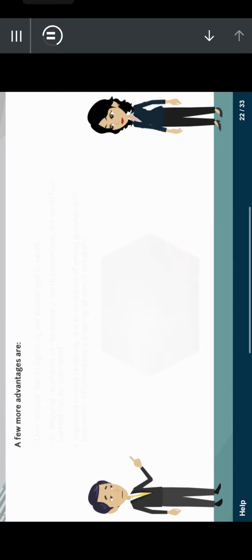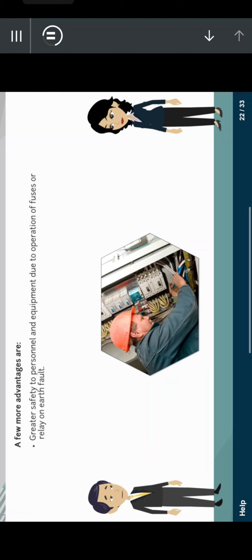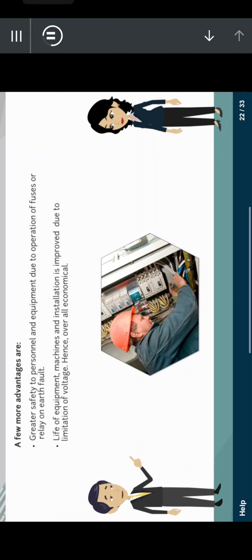With a neutral system, the over voltage due to lightning is discharged to earth. By employing resistance or reactance in the earth connection, the earth fault current can be controlled. Improved service reliability due to limitation of arcing grounds and prevention of unnecessary tripping of circuit breakers. Greater safety to personnel and equipment due to operation of fuses or relay on earth fault. Life of equipment, machines and installation is improved due to limitation of voltage, hence overall economical.